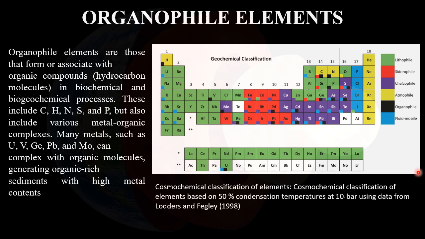Apart from that, there are certain elements like the actinide series. So now we can see in this periodic table that the elements which are overlapping between two different classes are also indicated. So here we see that these elements are in fact lithophile elements, but they are also part of the fluid mobile elements.